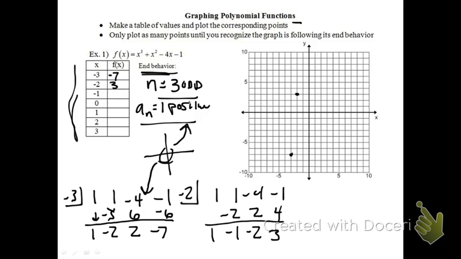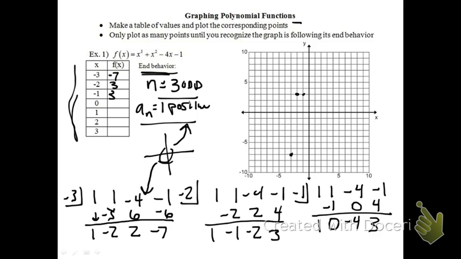That's way up there. If I were to plug in -1 into 1, 1, -4, -1, drop down the 1, multiply by -1, I get -1, add, I get 0. If I multiply, I get 0. If I add -4 and 0, I get -4. If I multiply, I get +4. If I add, I get 3. So when I plug in -1, I get 3 again. So let's see if I can draw this point.